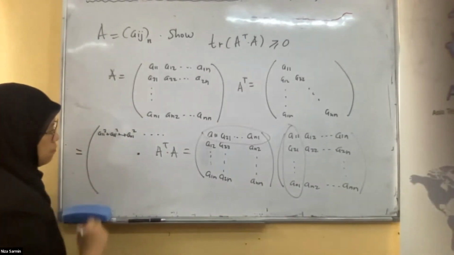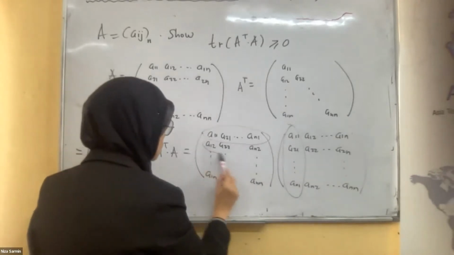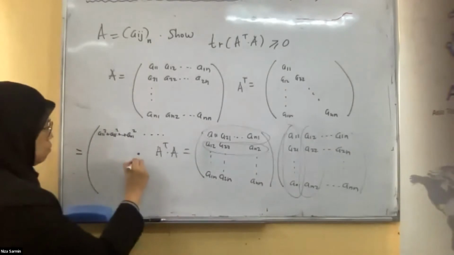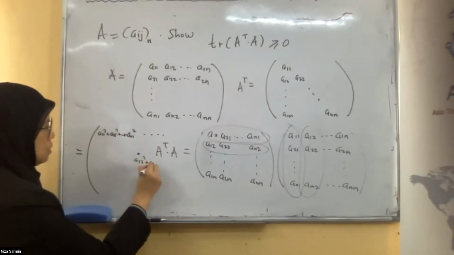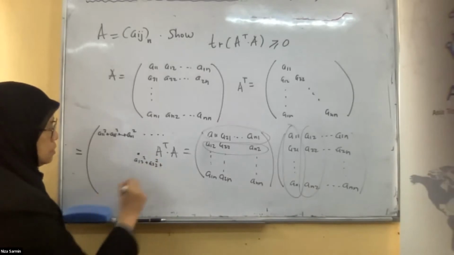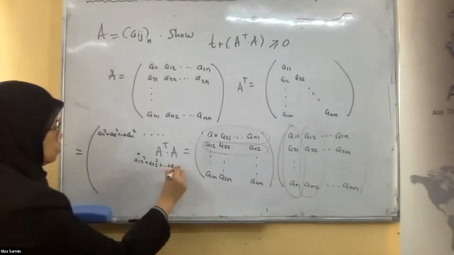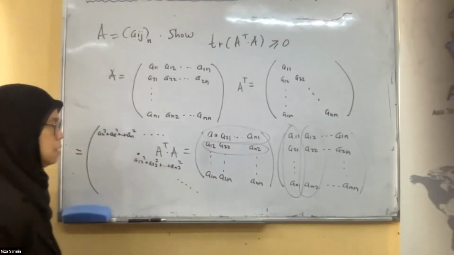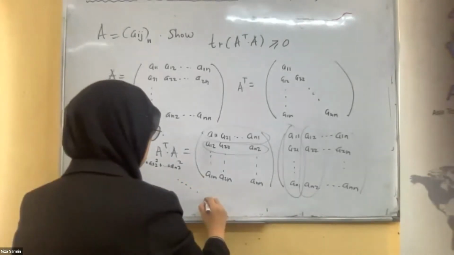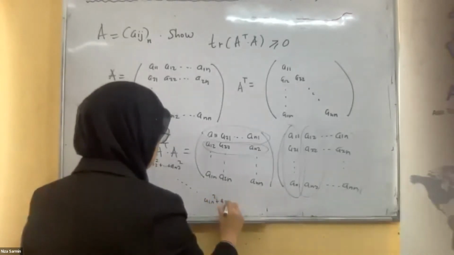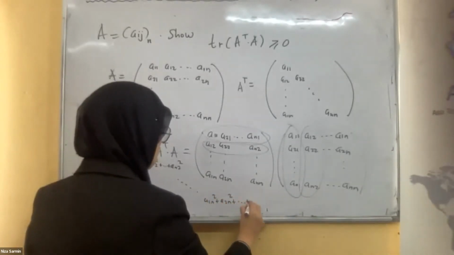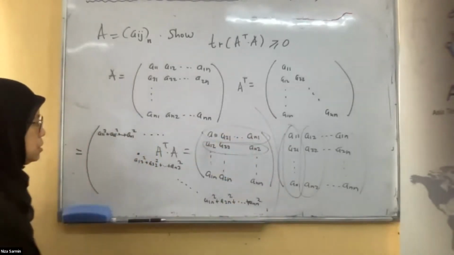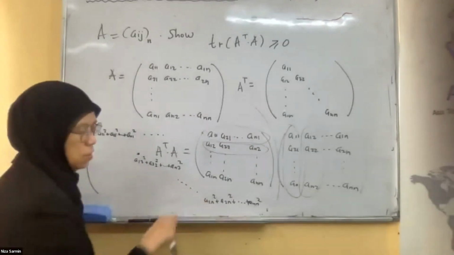For the second diagonal, you see this and this? It's A12 squared plus A22 squared plus AN2 squared. And until the last one, A1N squared plus A2N squared plus ANN squared. So this is the whole. You don't care about the rest, you just see the diagonal.